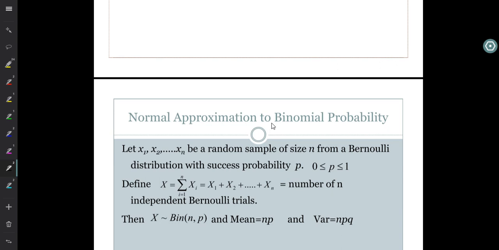Now suppose you have X1 up to Xn, a random sample of size n from a Bernoulli distribution with the success probability p. You know p is the success probability, it should be within the interval 0 to 1. So let's define X, which is the sum of Xi, that is X1 plus X2 up to Xn. That is the number of successes in n independent Bernoulli trials. Then we can say X follows the binomial distribution with number of trials n and probability of success p, and we all know that the mean of a binomial random variable is n times p and the variance is n times p times q, or you can say n times p times 1 minus p.